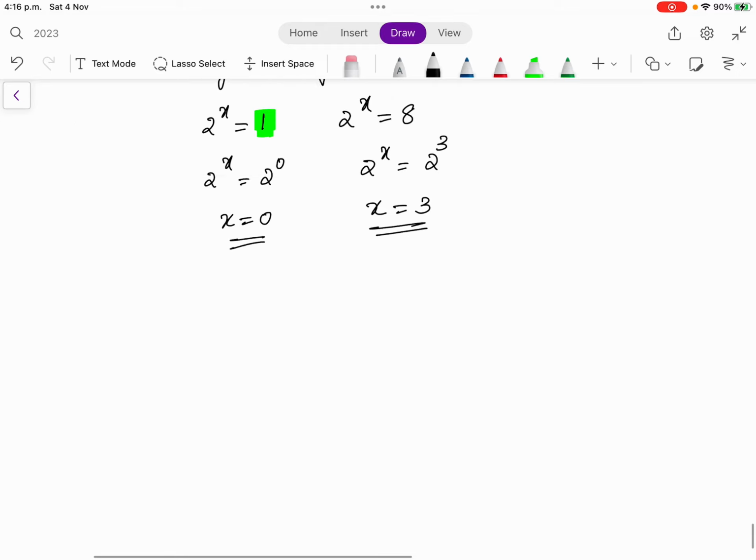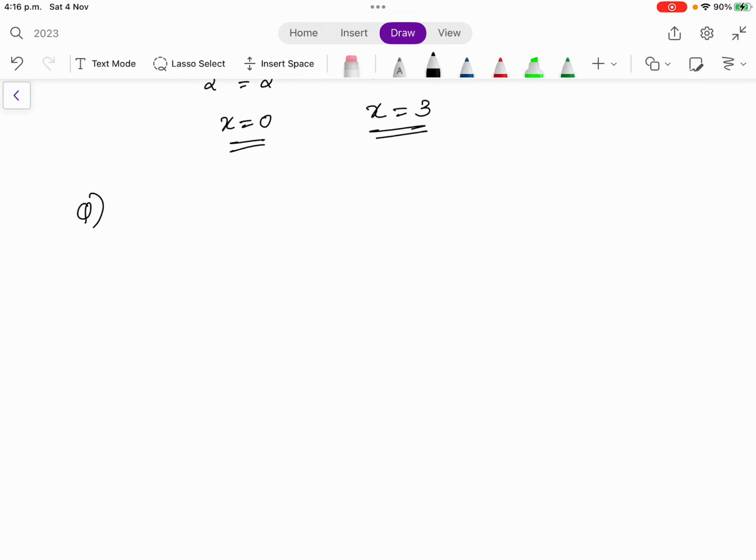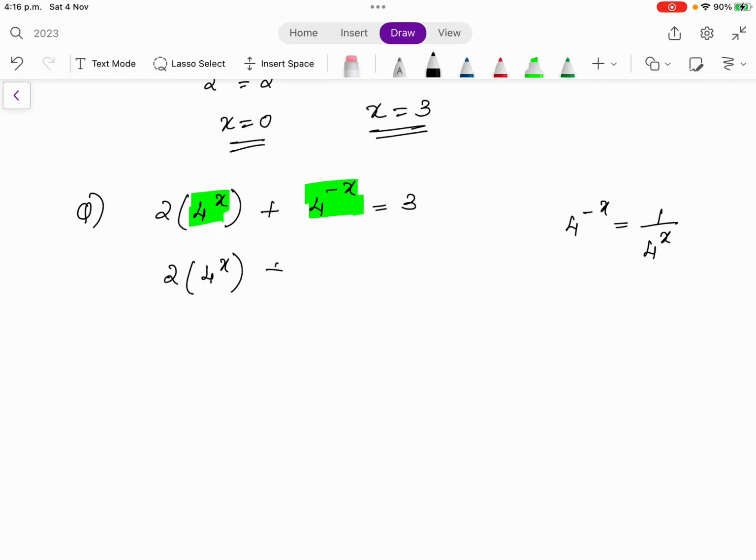Now there's one more variety of this which I would like to explain here. So let me write the question. 2 times 4 to the power of x plus 4 to the power of minus x is equal to 3. Now here, if you are looking for patterns, there is 4 to the power of x and 4 to the power of minus x. We know that 4 to the power of minus x can be written as 1 by 4 to the power of x. So if I rewrite this equation, 2 times 4 to the power of x plus 1 over 4 to the power of x is equal to 3.